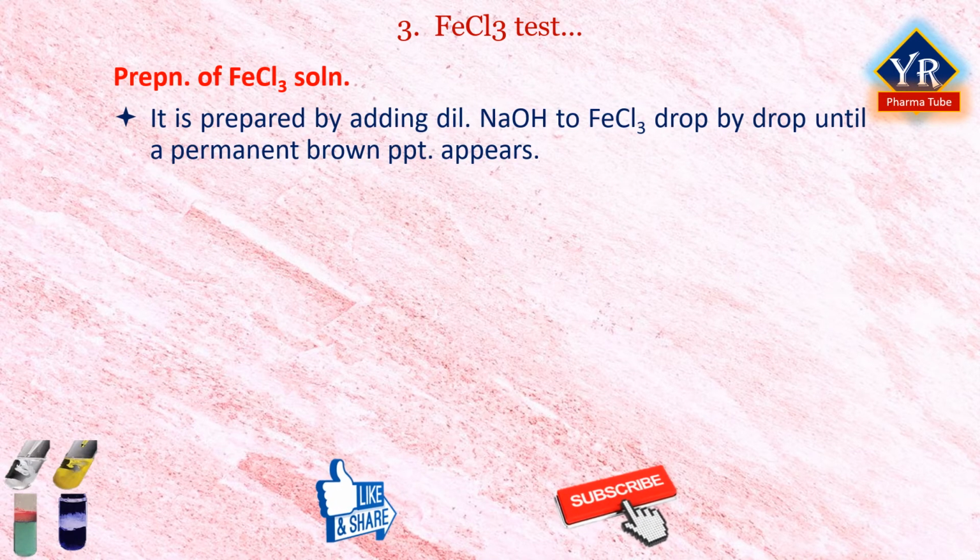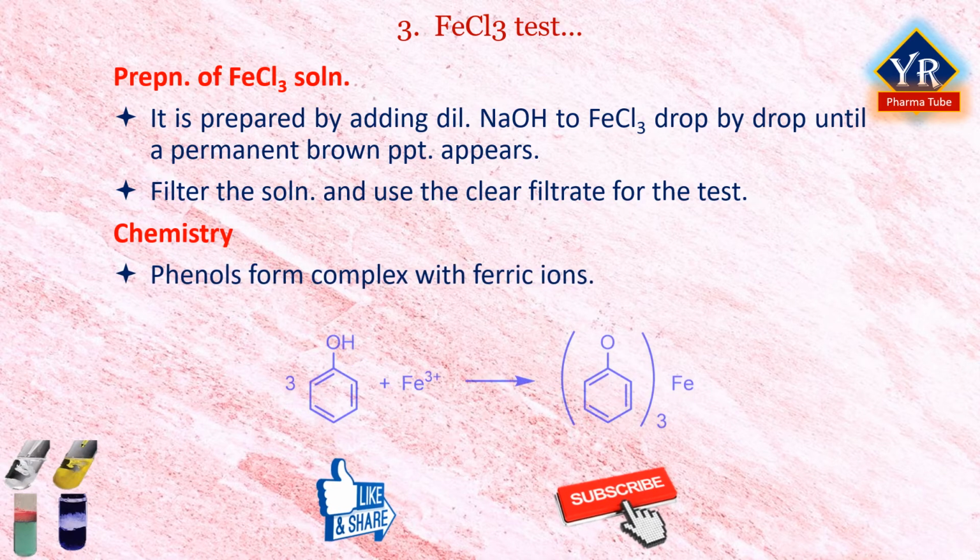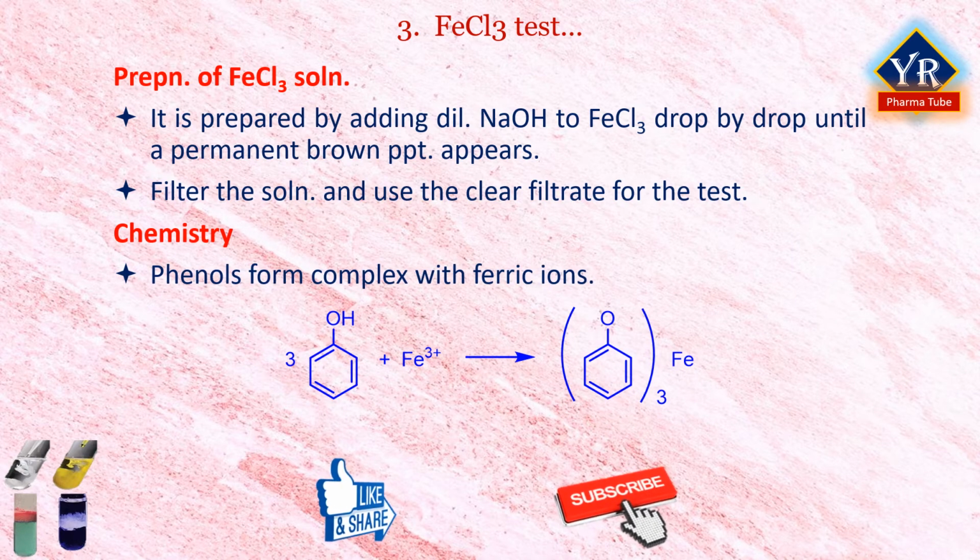Neutral solution of ferric chloride is prepared by adding diluted solution of sodium chloride to ferric chloride solution drop by drop until a small but permanent brown precipitate appears. Filter the solution and use the clear filtrate for the test. Phenols form a complex with ferric ions. This complex has an intense color which may vary from blue, green or even red depending upon the nature of the phenol.